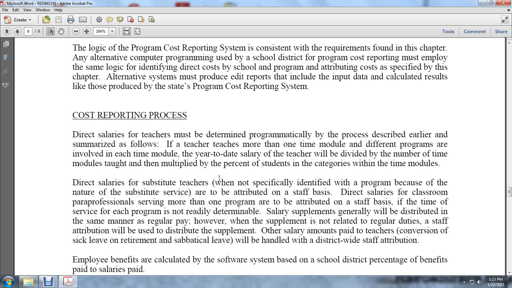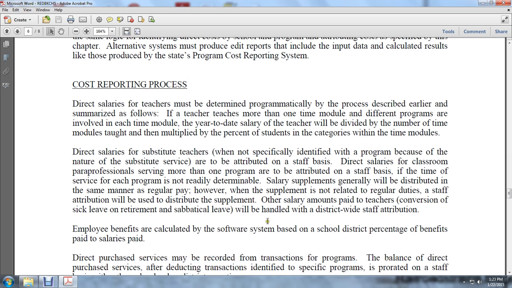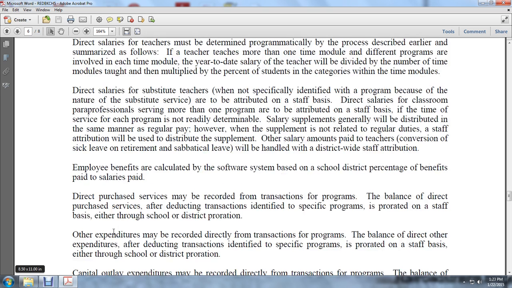Other salary amounts paid to the teacher, such as conversion of sick leave, retirement, and sabbatical leave, will be handled by the district-wide staff attribution. Employee benefits are calculated by the software based on the school district percentage of the base benefits paid to the salaries paid.